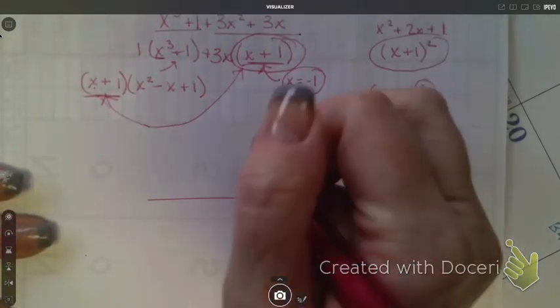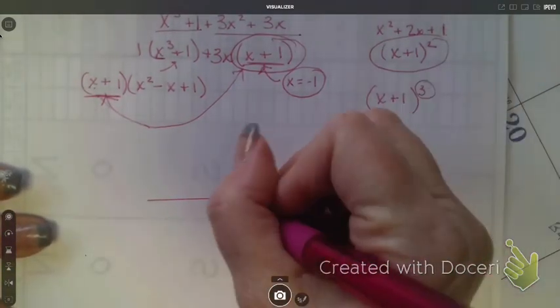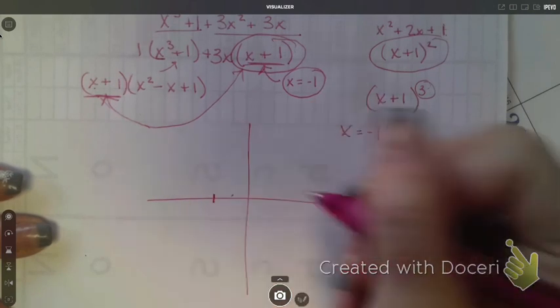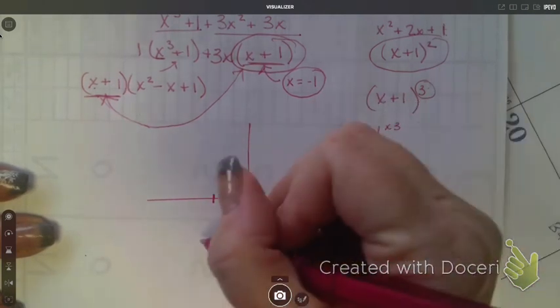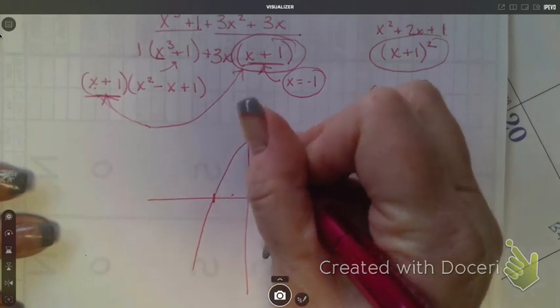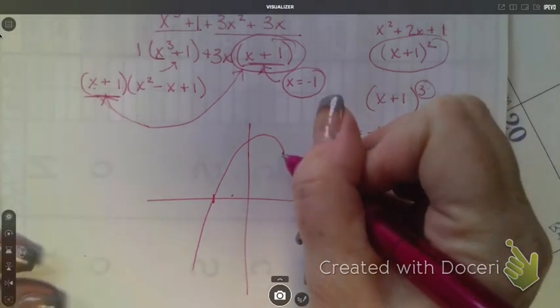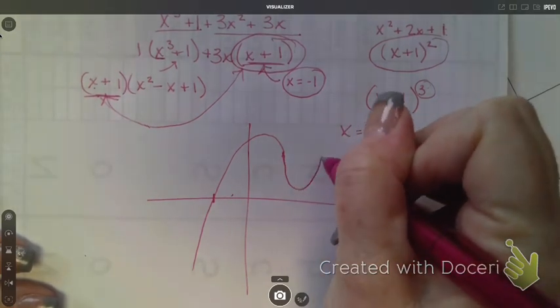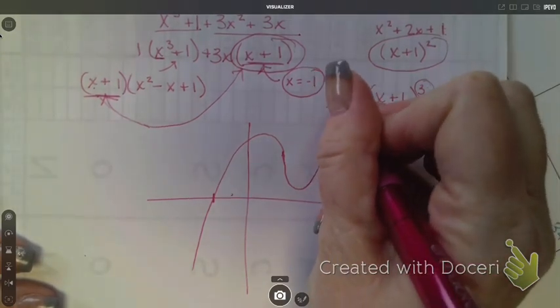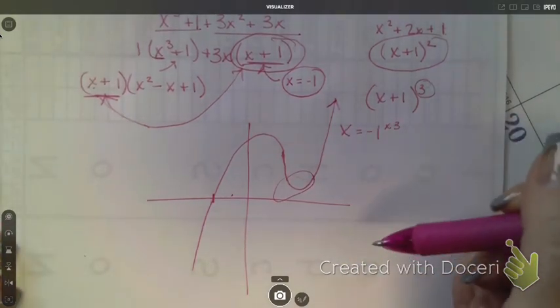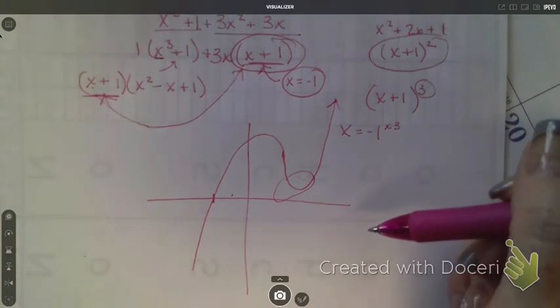So, negative 1. Something over here happens. And it comes, and it has to do something over here, and then what? And then go back down? It has to go back up, doesn't it? Oh, yeah, because it's a cube. But do we know this? No, we don't know that, do we?